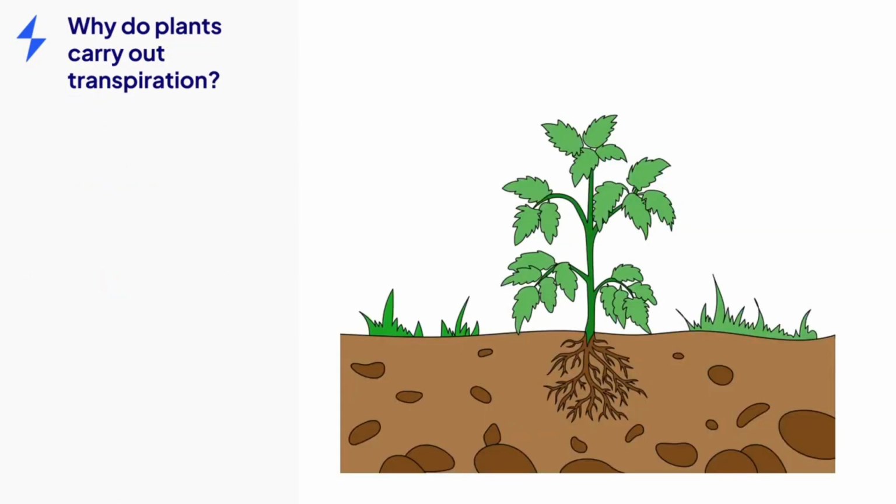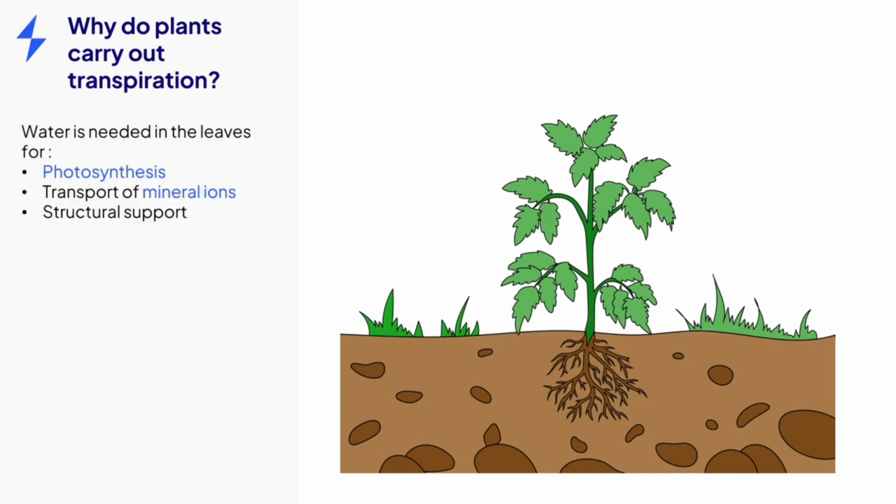It seems odd that plants would go to all the trouble of transporting water from the soil to the leaves, only for it to be lost in transpiration. But there are important reasons why plants need to move water around.